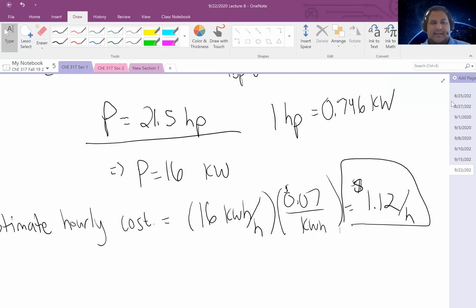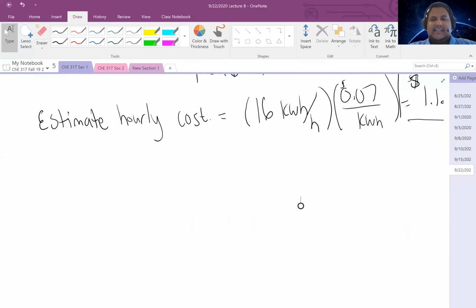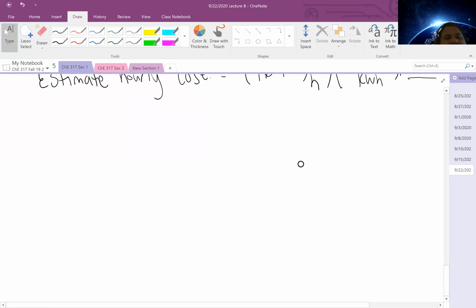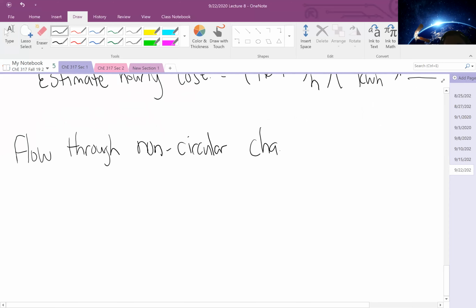Make sure I'm sharing the right thing. Okay. One of the last things I want to talk about when it comes to incompressible flow is flow through non-circular channels. One of the most often things you'll see is things like ductwork. And so it's important to understand the implications of flowing in these systems.